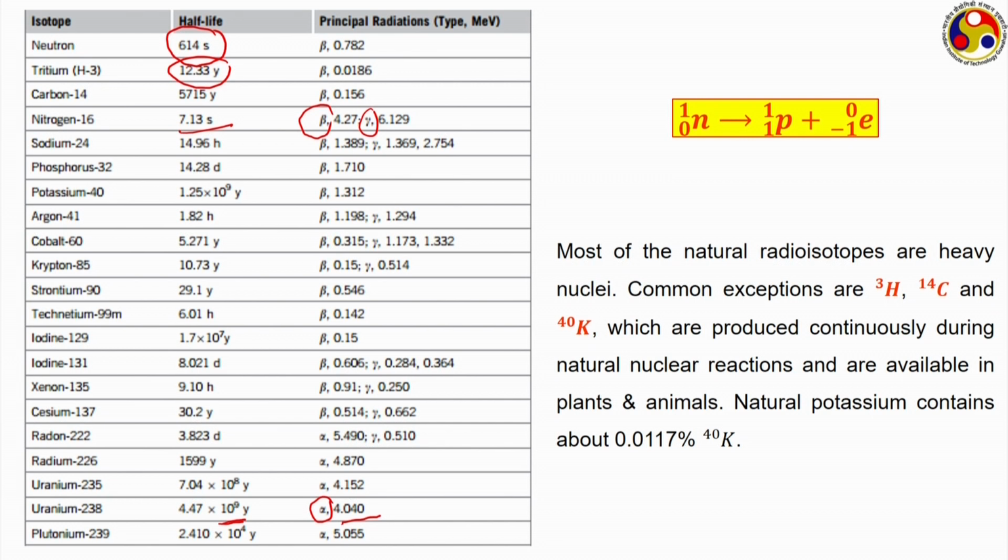But most of the isotopes that we need for energy production are the heavier ones in nature, and thankfully all of them have quite high half-life.